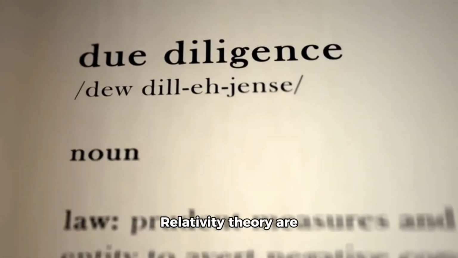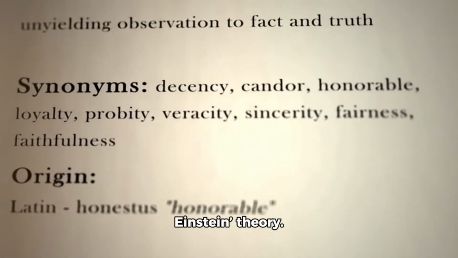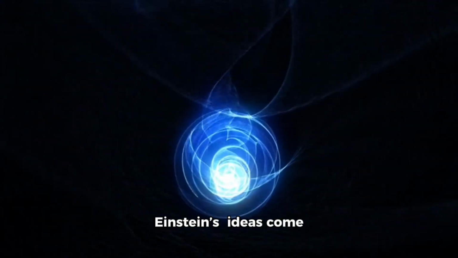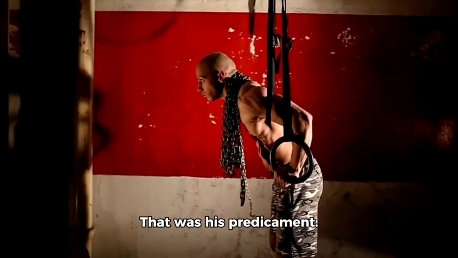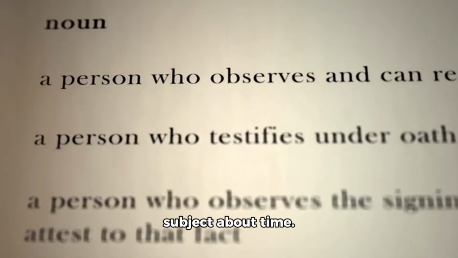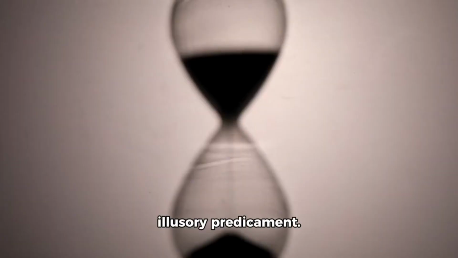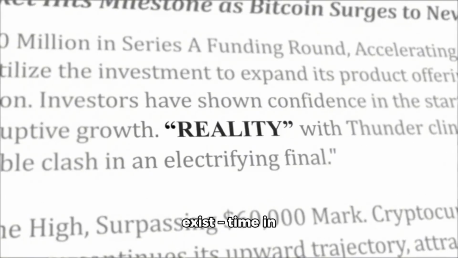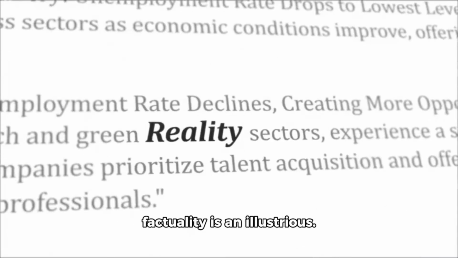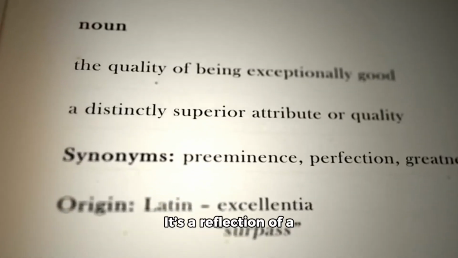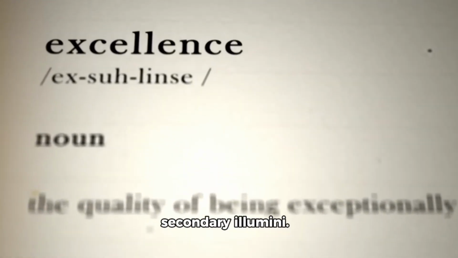Referring to relativity theory, there are other mishaps in Einstein's theory. Another: all things relative to Einstein's ideas come to an end at light speed. That was his predicament. The earliest is his subject about time. Time is an illusory predicament. Referred to reality and the subject about energy, mass, elements, and all things that exist, time in factuality is an illusion. You can't touch it or hold it in a particular way. It's a reflection of a source, as such it's secondary.